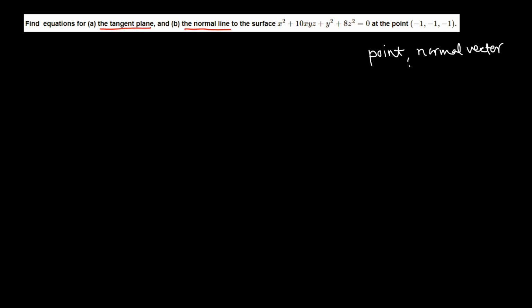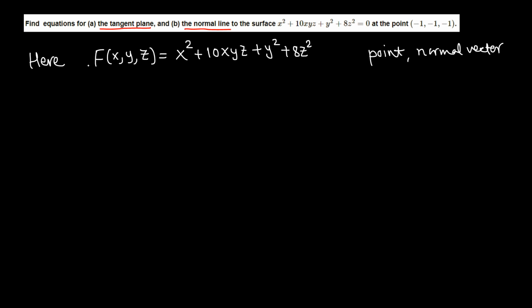To find the normal vector, we find the gradient of the function. Here, let's go in this way. That equals 0. So this is already good because we don't have anything on the right hand side. We can leave the constant on the right hand side, but the function of 3 variables is x squared plus 10xyz plus y squared plus 8z squared. Now we want to find the gradient of this function.